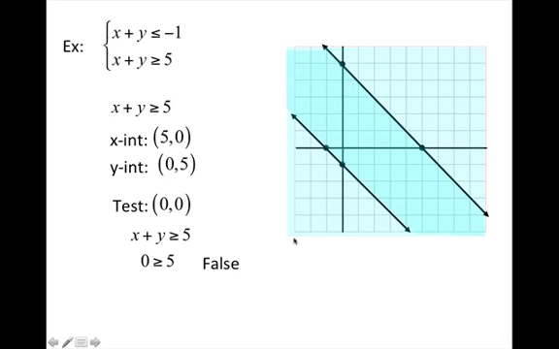Now if you remember, our solution is the area that's not shaded. Well, this entire grid has been shaded, so I don't have an area that's unshaded. So this system of inequalities has no solution. There's not a point on the grid that is true for both equations at the same time.